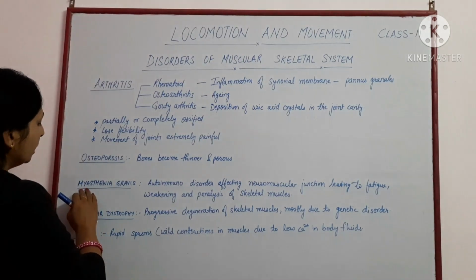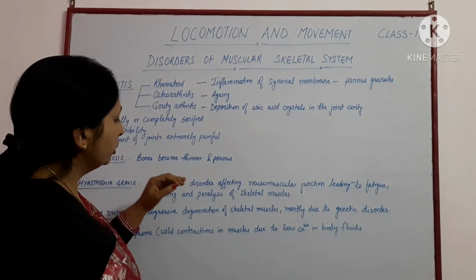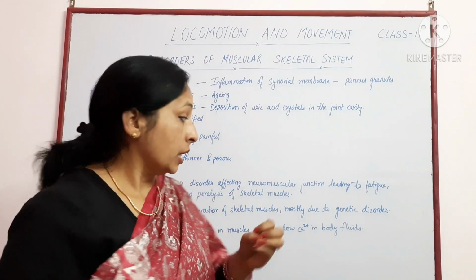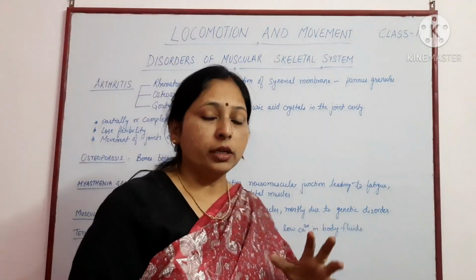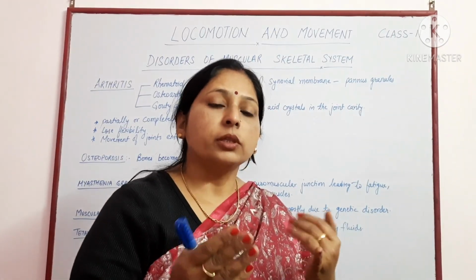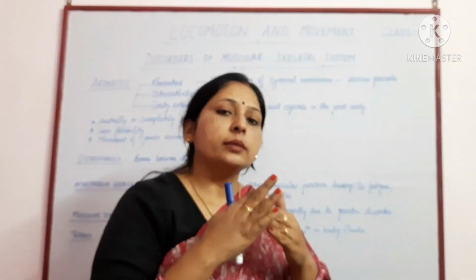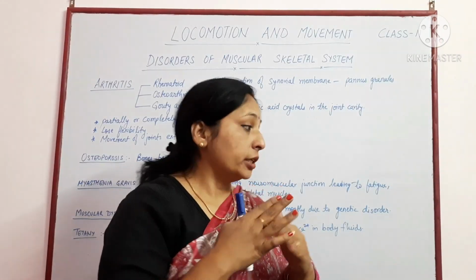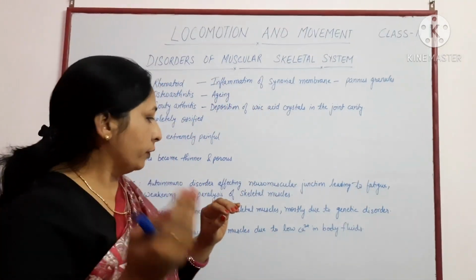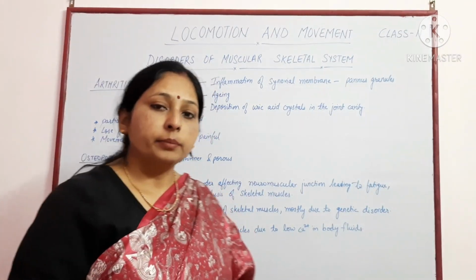Then next is myasthenia gravis. Myasthenia gravis is an autoimmune disorder, and it affects the neuromuscular junction. Neuro means the nervous system, muscular means muscles, the place where the nervous system joins the muscle. If there is a disorder in that neuromuscular junction, it leads to fatigue, weakening and paralysis of the skeletal muscles.